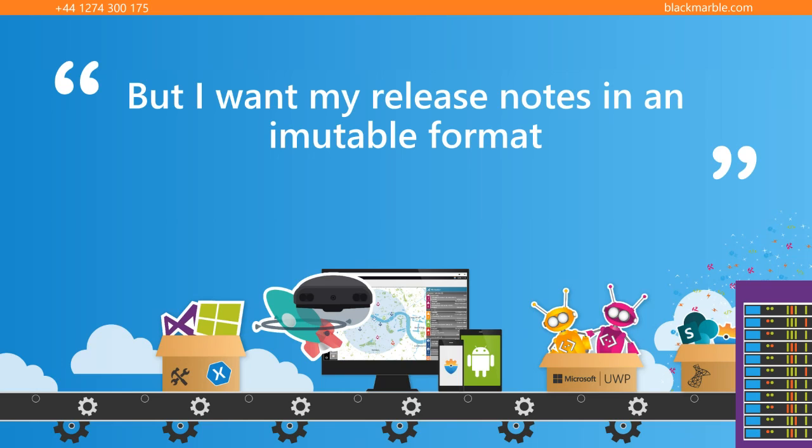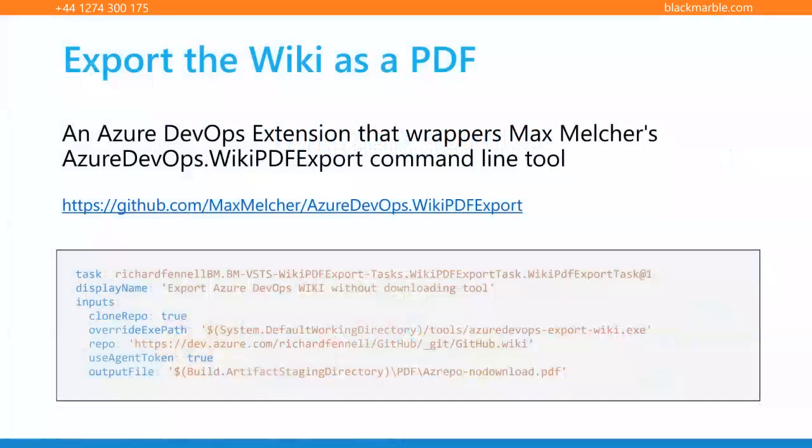That's something we need to consider. That's not right for everybody. It's awkward to try and generate release notes into a format that's immutable. So the best solution I found was a rather interesting little tool by Max Melcher, a command line tool that you can point at a Git based wiki and it will export it all as a PDF. Really nice tool to use irrespective of what you're doing. If you need to take a wiki and ship it to somebody as a PDF, this is the tool for you. Works really well.